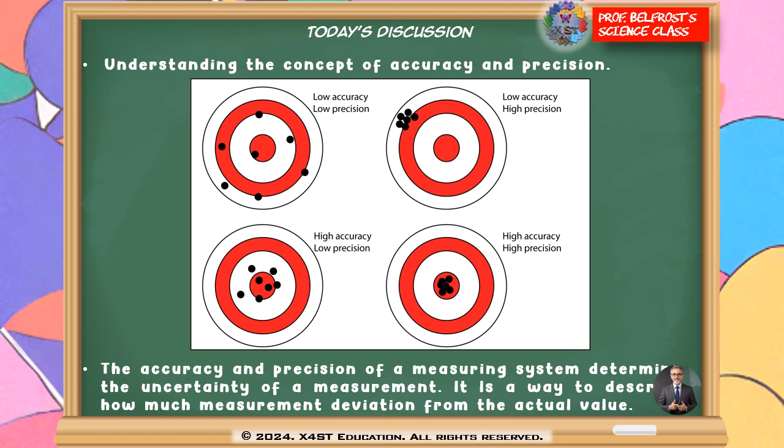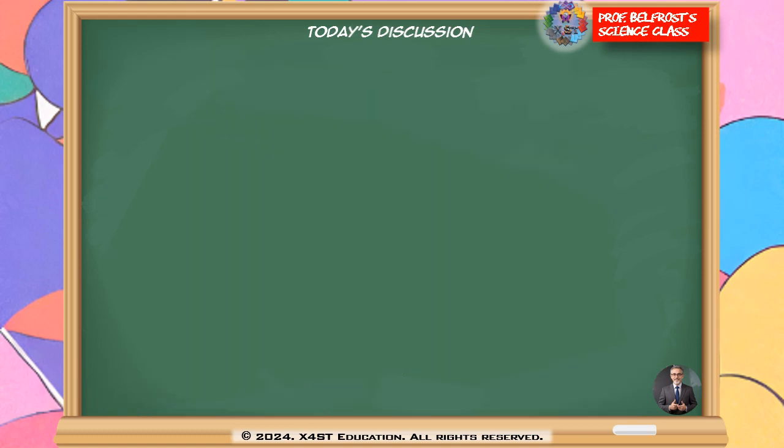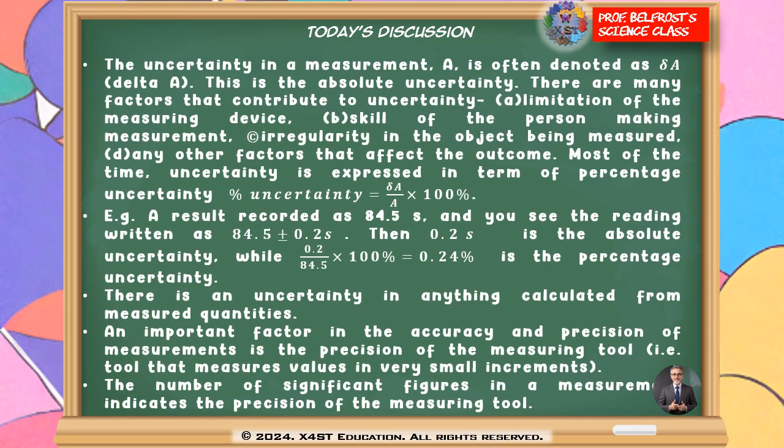It is a way to describe how much a measurement deviates from the actual value. The result of a measurement is often denoted as A, and the uncertainty is often denoted as delta A, with delta in small letter. This is the absolute uncertainty. There are many factors that contribute to this uncertainty. First, the limitation of the measurement device. Second, the skill of the person making the measurement. Third, the irregularity in the object we measure, and other factors that affect the outcome.